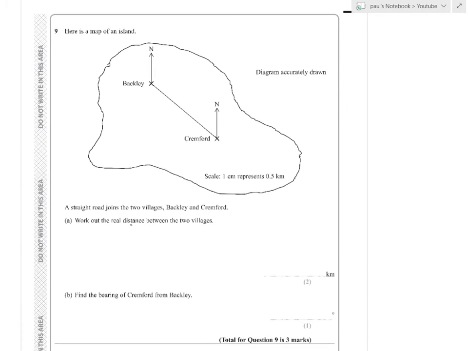Here's a map of an island. A straight road joins 2 villages. Work out the real distance. So we've got to measure that. Now this is not quite an A4, so I'm just going to take you through the motions. If I measure the distance between Hackley and Cremford on my screen, I get 6 centimeters. So 1 centimeter represents 0.5 kilometers, so it's 6 times 0.5 equals 3 kilometers.